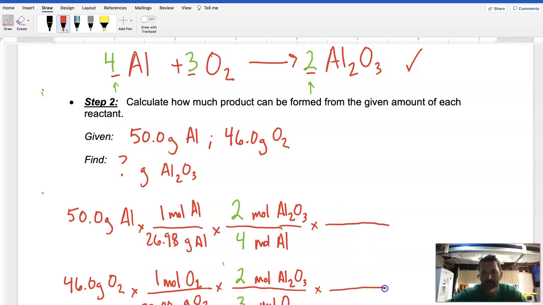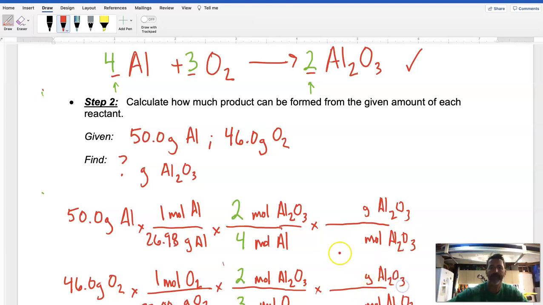So we did periodic table, then we did balanced equation, and now we're going to go back to the periodic table because we're going to convert this back to grams. So I know moles of aluminum oxide has to go on the bottom. And I want to convert that to grams of aluminum oxide. I know that 1 mole of anything on the periodic table equals the molar mass.